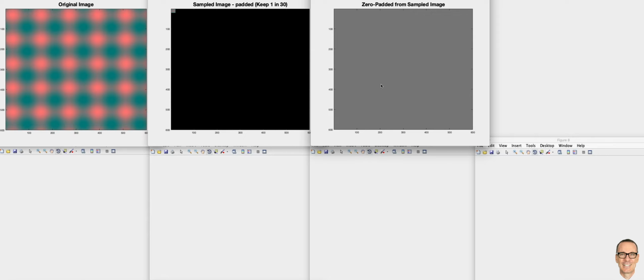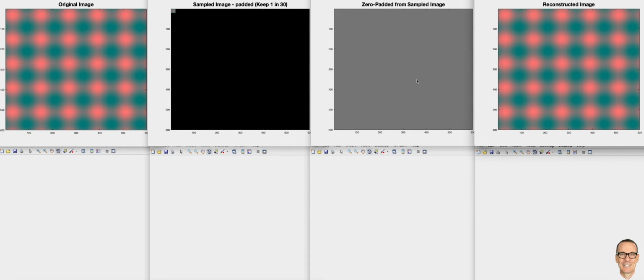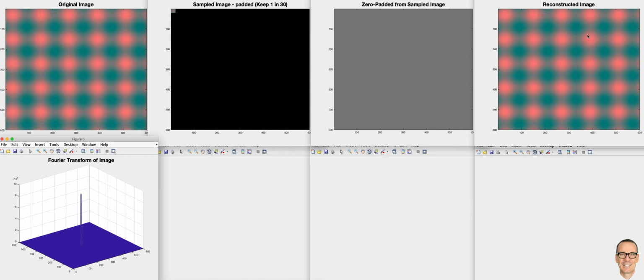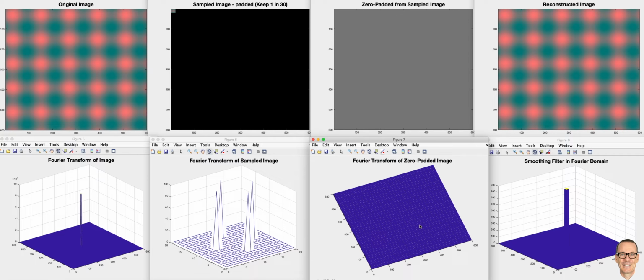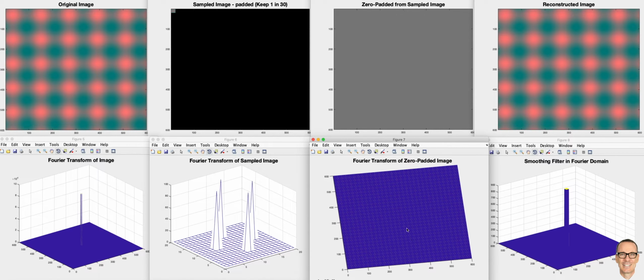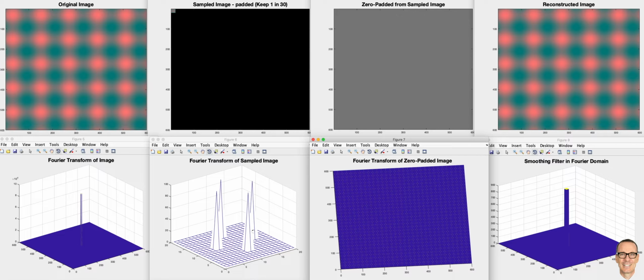You'd hardly see where those points are because you've only kept 1 in 30. So mostly it's zeros in this reconstructed padded image. But when you apply the filter, you get the original image back. No loss at all, even though there are massive numbers of copies. Because the Fourier transform is low frequency and there's only these sine waves, there are no tails on the Fourier transform, it's just the delta functions, so therefore there's no aliasing at this sampling rate.